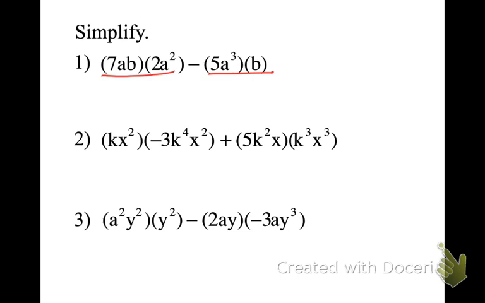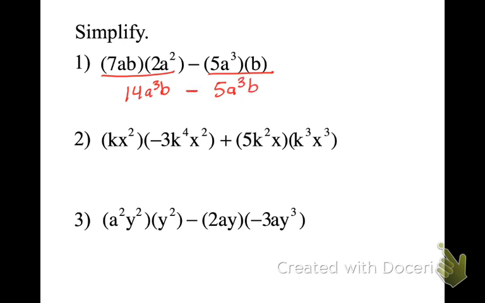Annabella. 14a to the 3rd b. Okay, now we'll simplify the other side. How about Alana? 5a to the third b. Good.